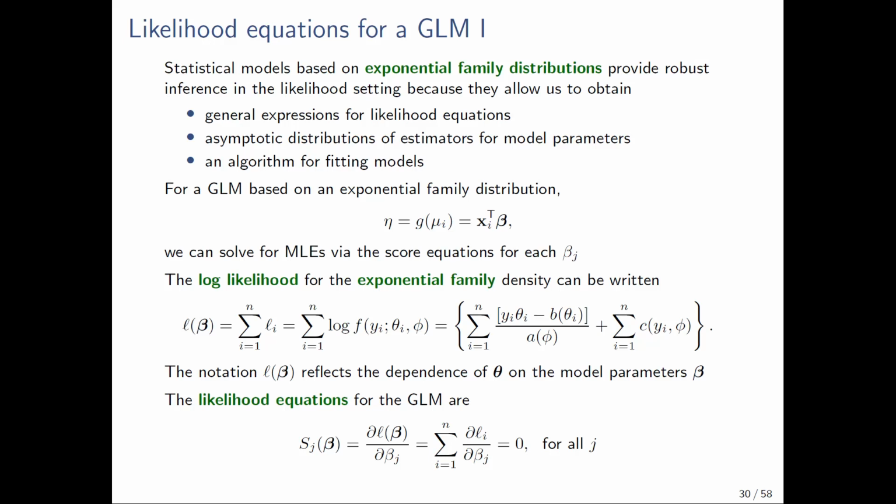So the log likelihood for the exponential family density is written on the slide. It's the sum over observations of y_i theta_i minus b of theta_i, plus the c terms. Note the notation L of beta. We write the likelihood as a function of beta reflecting the dependence of theta on model parameters through the linear predictor. The likelihood equations for the GLM are then the derivative of the log likelihood with respect to each beta j summed over observations and set equal to 0.